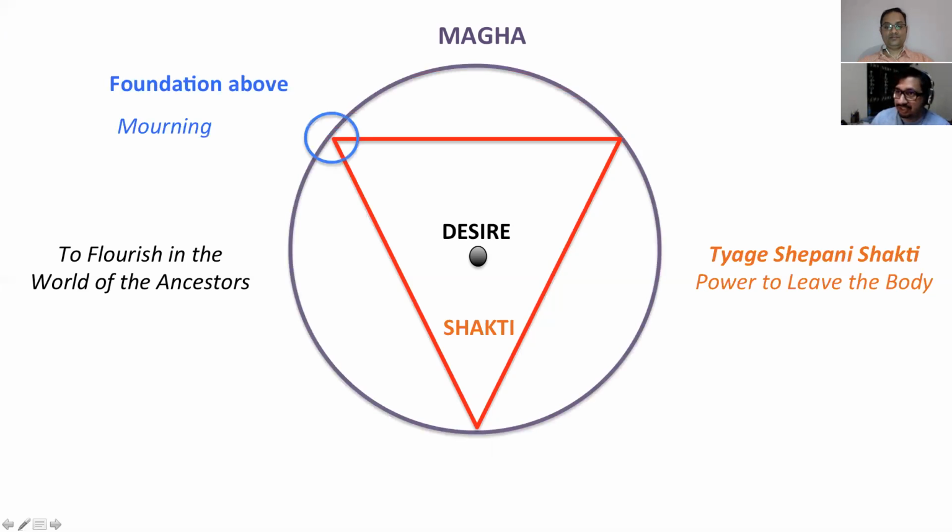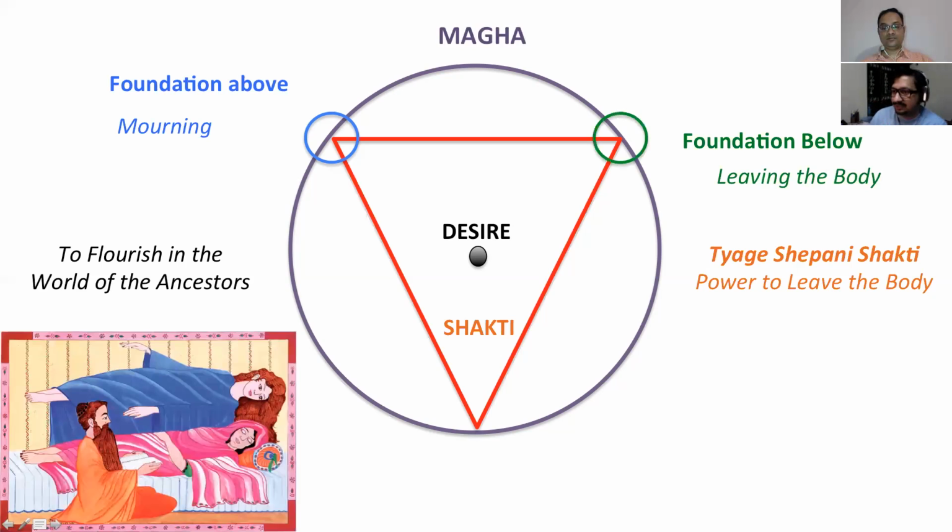And then the foundation above is mourning. It's a process where they are willing to let go of themselves so that the foundation below, which is leaving the body, can be accomplished. And it's very interesting when you think about leaving the body. One theme that is very clear is that when these natives are able to leave the body, it's as if they have a very active astral body or a very active astral life.